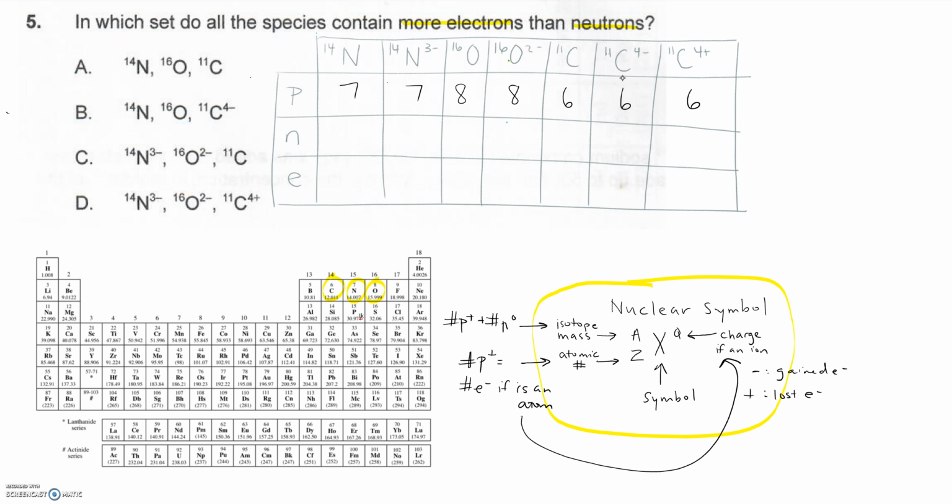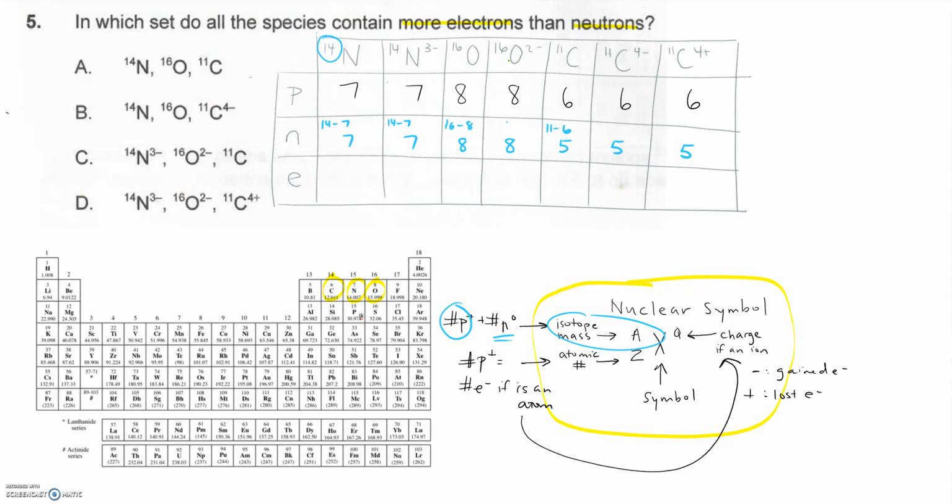Next, we're going to look at the number of neutrons. For neutrons, we take the mass number, the A number, the isotope's mass, and subtract from that the number of protons. That'll leave me with the number of neutrons. So we have 14 minus 7, which is 7, and 14 minus 7, which is also 7. Here we have 16 minus 8, that's 8. Same for this one. 11 minus 6 is 5. Also 11 minus 6, 11 minus 6, so all three of these are 5.